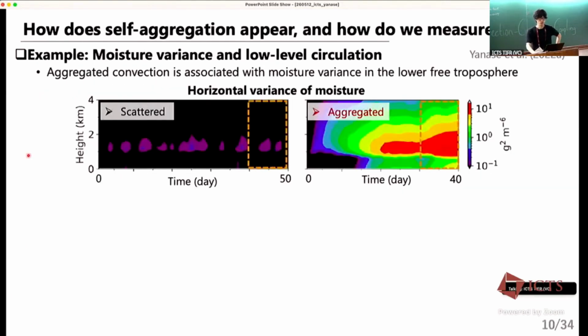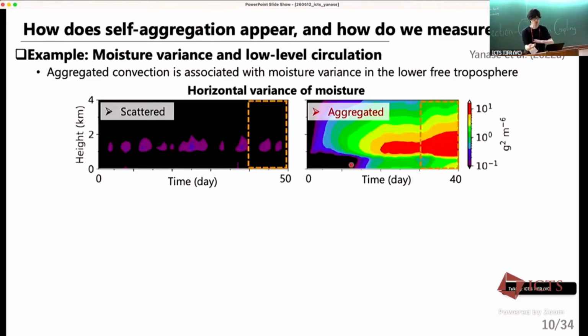This is one example of my previous work. It compares vertical time-height cross sections of the scattered regime and the aggregated regime. The shaded color displays the horizontal variance of water vapor content. In the scattered regime, we have some fluctuations of the moisture variance, but they are not so prominent. In the aggregated case, the horizontal variance of moisture increases with time, especially in the lower troposphere. This is the height, and the red color is within the range from 1 kilometer to 2 kilometers. So the horizontal variance of moisture is especially concentrated in the lower troposphere.